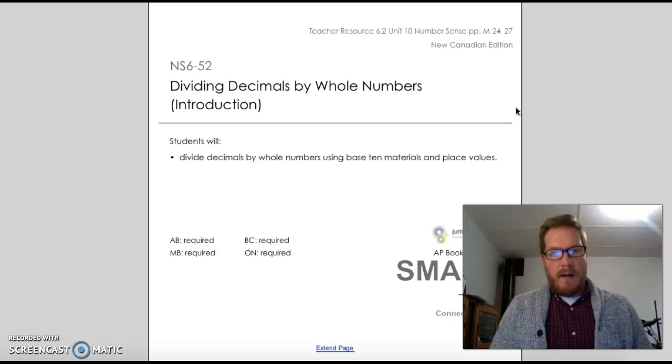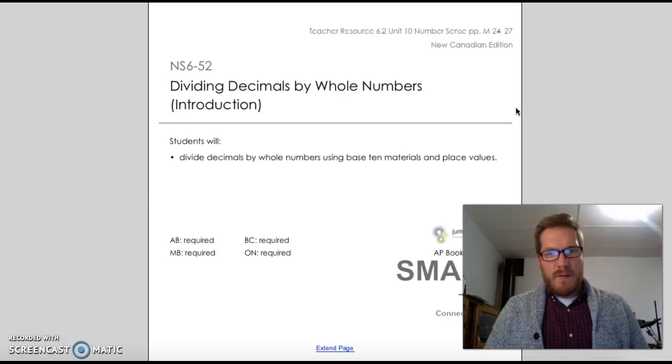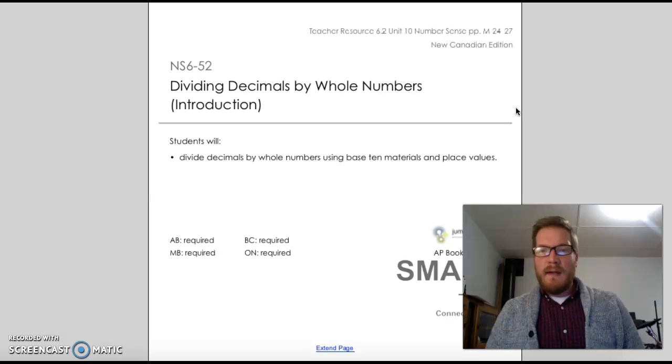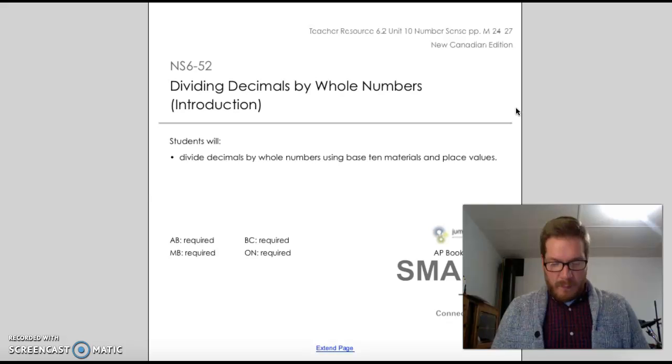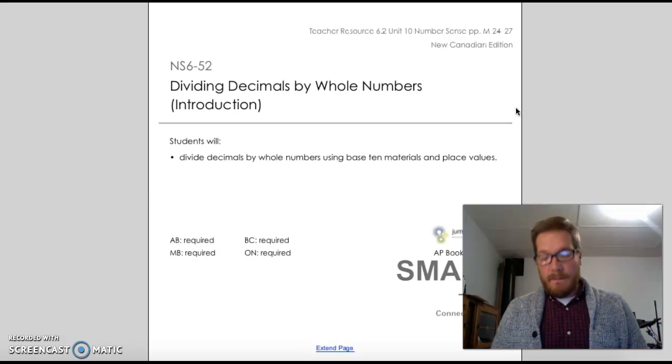And so our learning target is that by the end you should be able to divide decimals by whole numbers using both base 10 materials and place values. And then a couple of skills that you're going to need to be able to do some of this stuff. You need to be able to multiply whole numbers using base 10 materials and place values. You need to be able to divide using long division, so the standard algorithm for long division. And then you need to know your place value relationships for decimals up to the tenths, so like ones, tenths. Tens as well.